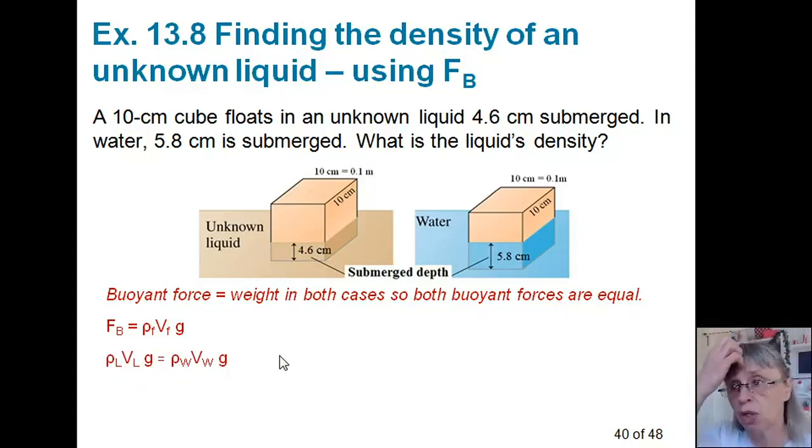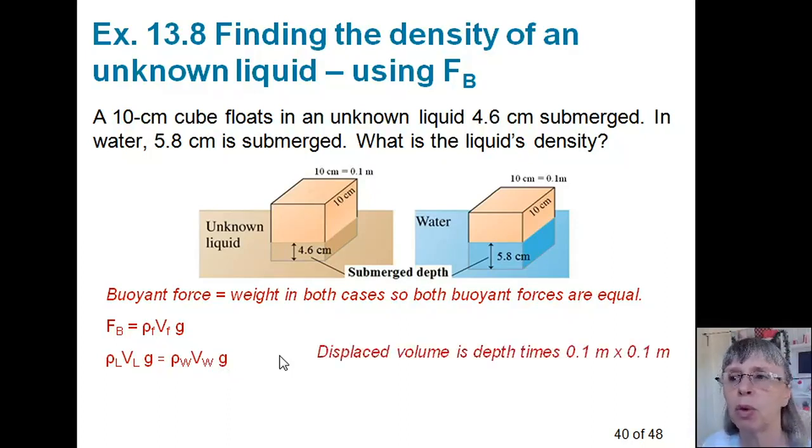Now, as you can see, we've got g on both sides there, so we can cancel the g. But we also need to calculate the volume of the water displaced. Here we can see that that's a rectangular shape, so it's going to be depth times length times width. And in both cases it's a 10 by 10 centimeter block. So the displaced volume is going to be this depth times 10 centimeters times 10 centimeters, which is the depth times 0.1 meters times 0.1 meters. And that's in both cases.